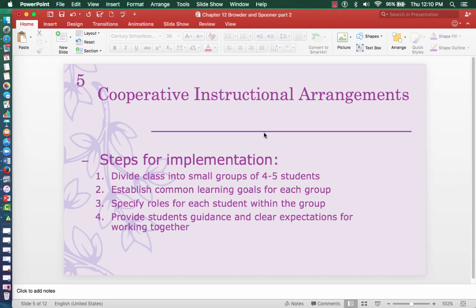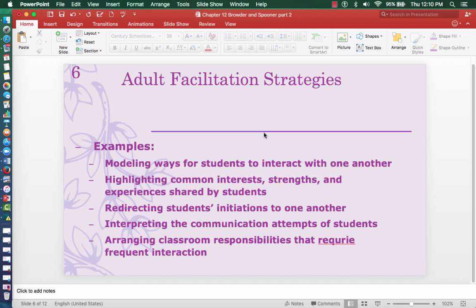You also want to make sure that there are common learning goals. Anytime you do cooperative learning, you always have to have a learning goal for that activity. That's very intrinsic to, especially for those of you that are taking differentiation. We're going to be talking about that pretty quickly in that class as well. So you're going to be specifying roles for each student so that they can all know exactly what they're supposed to be doing and how they will be working together.